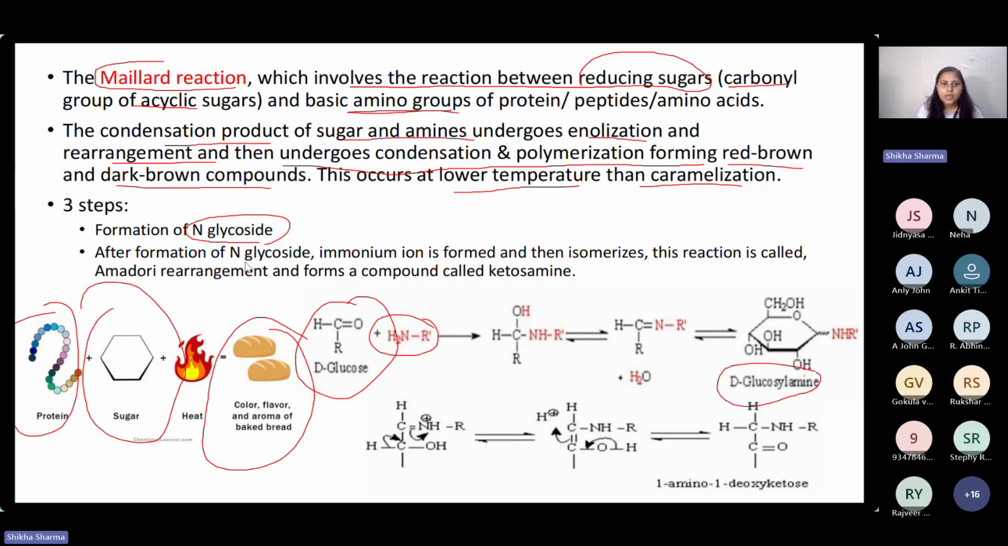Then after this N-glucoside forms, an ammonium ion is formed, and then it will isomerize and undergo Amadori rearrangement, and then finally we get a compound known as ketosamine. So we're going to get this ketosamine group. From this, the second step is this. Here the compound is undergoing a rearrangement, which is known as Amadori rearrangement, and finally we are getting this product, which is ketosamine.